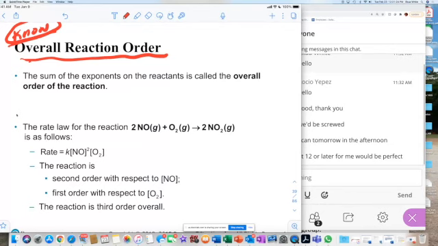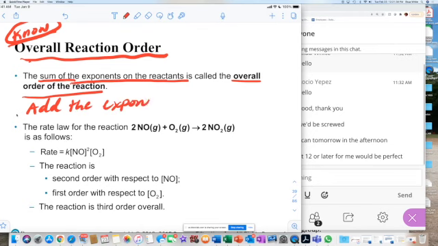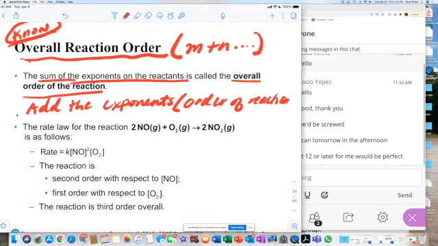The overall order of the reaction is very simple. It says here, the sum of the exponents of the reactants is called the overall order of reaction. Just add the exponents. In other words, overall order of reaction is just M plus N, etc. So if you have 2 formulas that influence the speed of the reaction, add their orders, and you get the overall order. So they give you an example here.